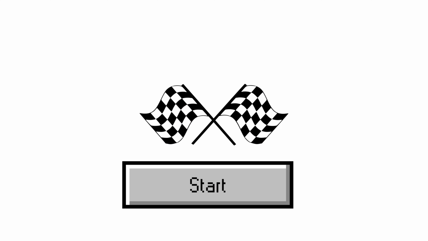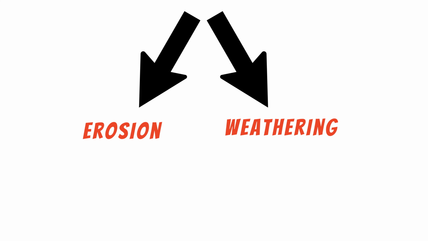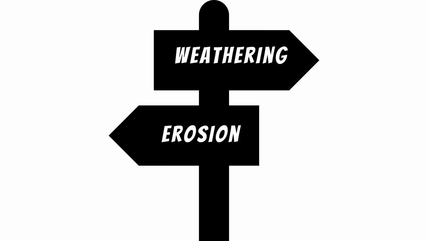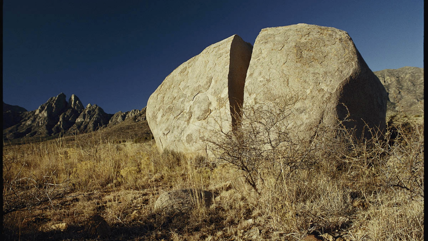Let's start. Before further stepping into learning about minor landforms, you need to know two concepts called weathering and erosion. Majorly all landforms ahead are byproducts of either or both of the processes. Also, you need to know the differences between them as well. Firstly, weathering. Weathering describes the breaking down or dissolving of rocks and minerals on the surface of the earth.